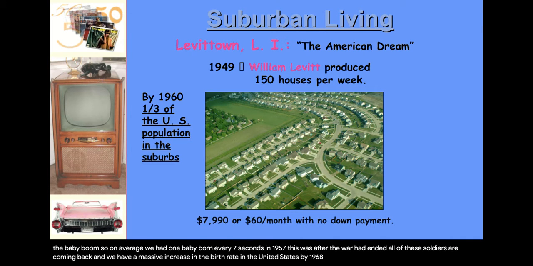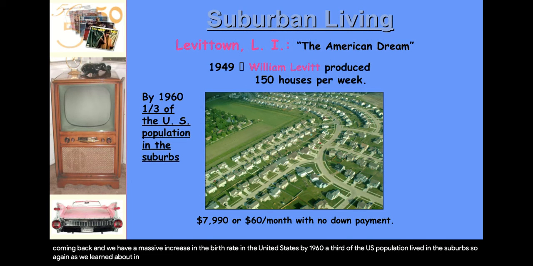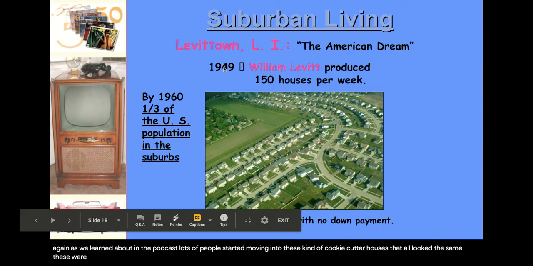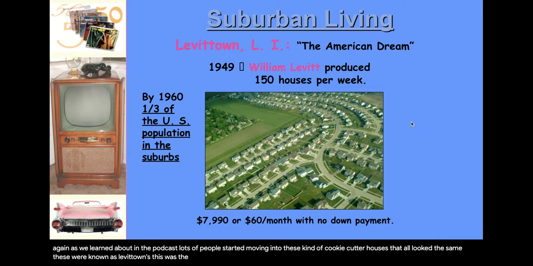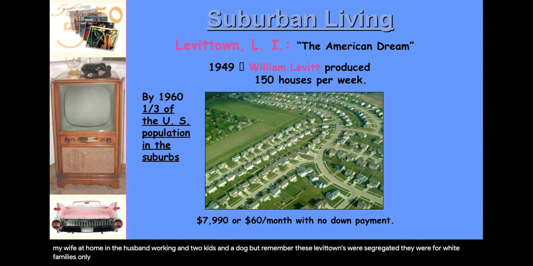By 1960, a third of the US population lived in the suburbs. So, again, as we learned about in the podcast, lots of people started moving into these cookie cutter houses that all looked the same. These were known as Levitt towns. This was the idea of the American dream, living in a house with a white picket fence, a wife at home and the husband working, and two kids and a dog. But remember, these Levitt towns were segregated. They were for white families only. They were not for families of color.